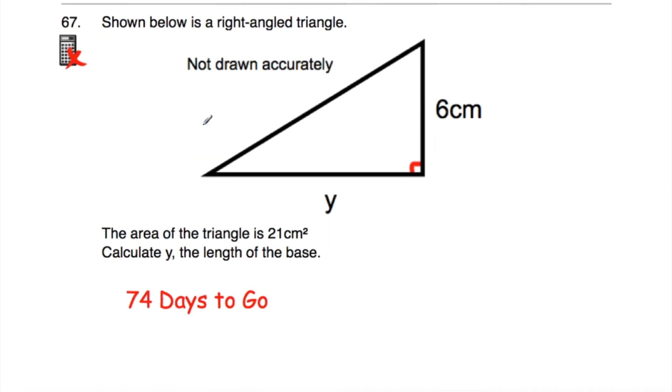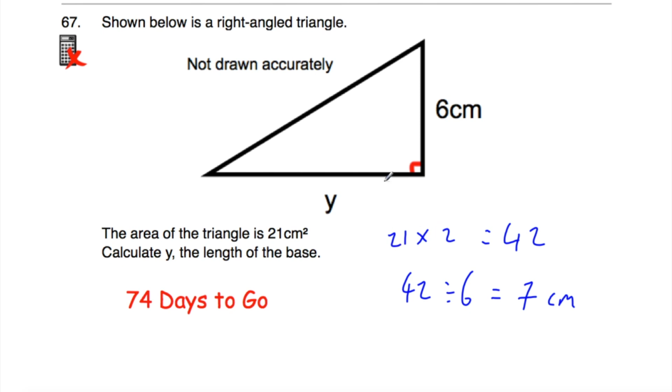Okay, our next question, question number 67. So question number 67 is on the area of a triangle, and we're told the area of this triangle is 21 centimeters squared, and we've been asked to find the length of the base. So remember, to find the area of a triangle, we do the base times the height and then half it. So if we've got the area, we can double it. We can multiply by 2. That's equal to 42. And then if we do the base times the height, well, we just divide by the height. So we're going to do 42 divided by 6, and that's equal to 7. So that means that y is equal to 7 centimeters.